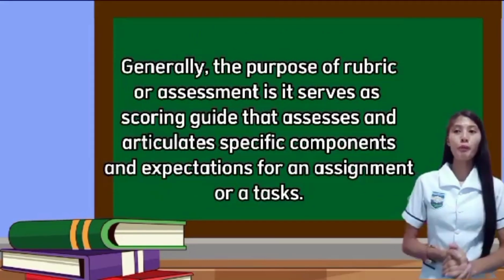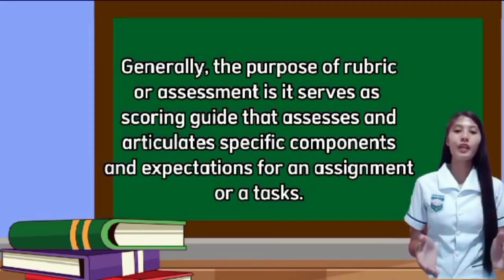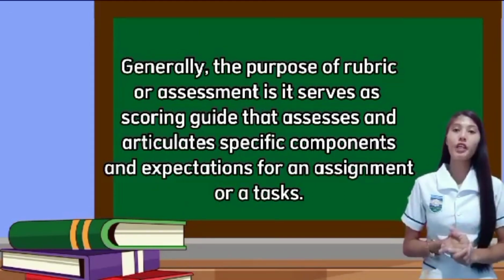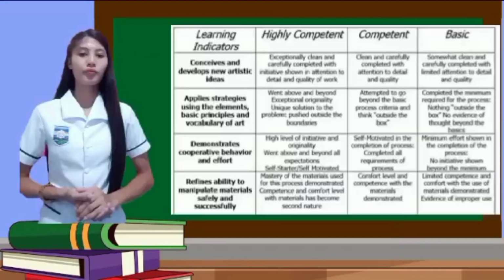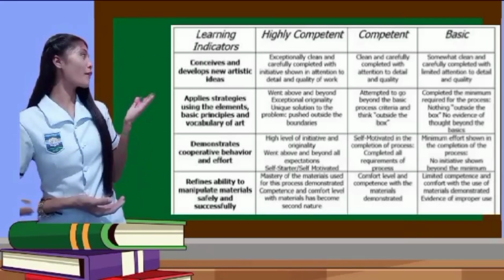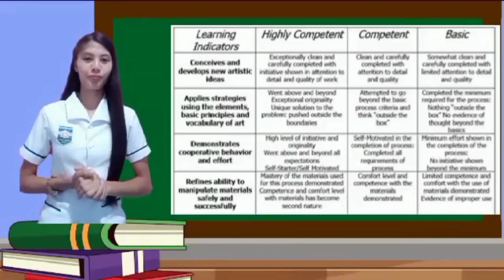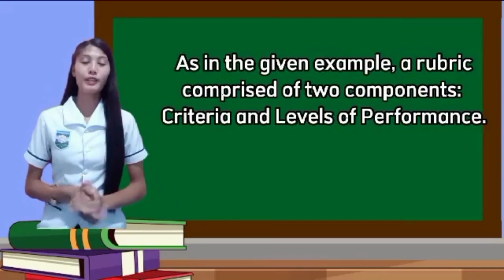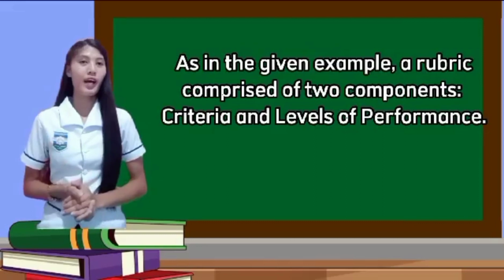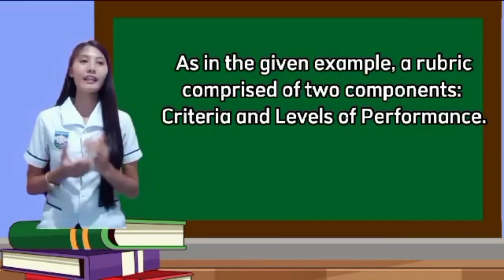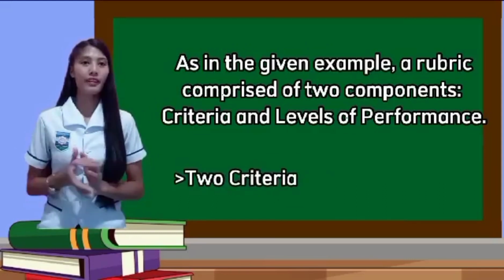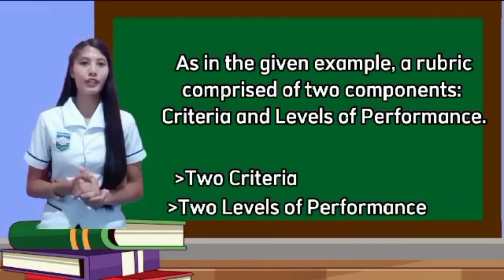Generally, the purpose of a rubric is to serve as a scoring guide that assesses and articulates specific components and expectations for an assignment or a task. So here is an example of a scoring rubric. As in the given example, a rubric comprises two components, criteria and levels of performance. Each rubric has at least two criteria and at least two levels of performance.